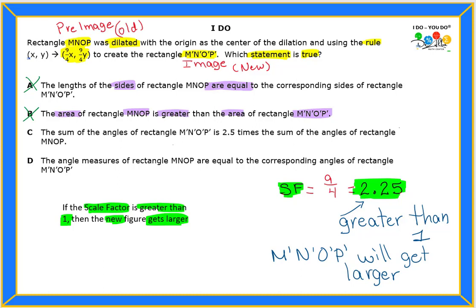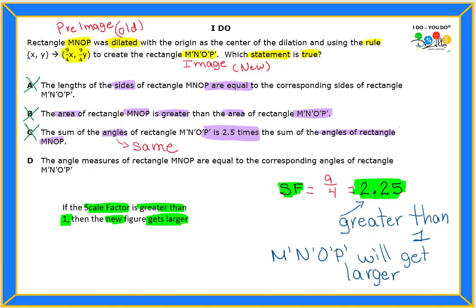What about C? It says the sum of the angles of rectangle M prime, N prime, O prime, P prime is 2.5 times the sum of the angles of rectangle MNOP. So what did we learn about angles? Are they going to make any difference on the angles? Are they going to be one larger than the other? No, the angles don't change, right? We agree that angles stay the same. Very good. They're congruent. So that cannot be my answer either.